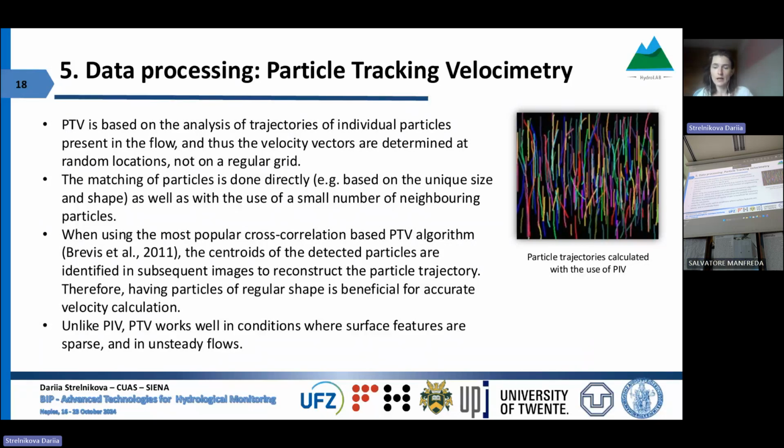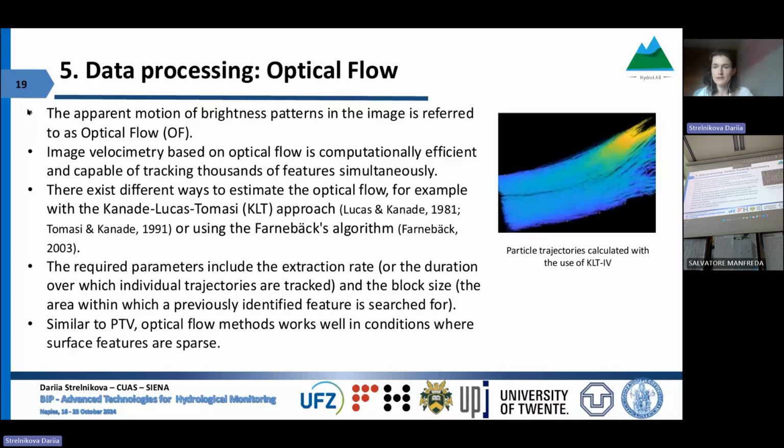PTV works well in conditions when there are not very many traceable particles in comparison to PIV. So this would be one of the first criteria for the method selection, how dense the traceable particles are in our flow. And the optical flow methods, this is a group of methods. There are several different algorithms which belong to this group. What is being followed when we apply optical flow methods is the motion of brightness patterns in the image.